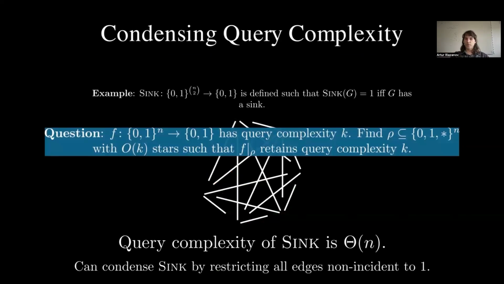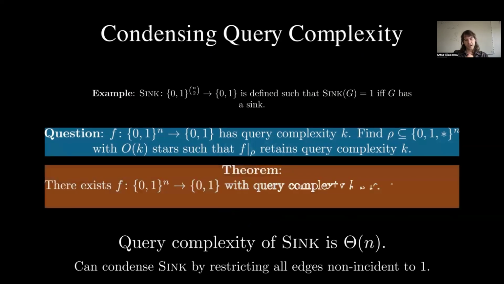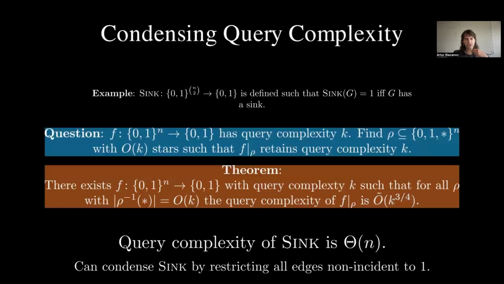And surprisingly, the answer is, I mean, I guess unsurprisingly, the answer is no, but it's surprisingly hard to find such a function. The function that we found is based on cheat sheets, which have found many applications in separating different query complexity notions. And this is another application of this off-the-shelf construction. Okay, so this is exciting: query complexity cannot be condensed.